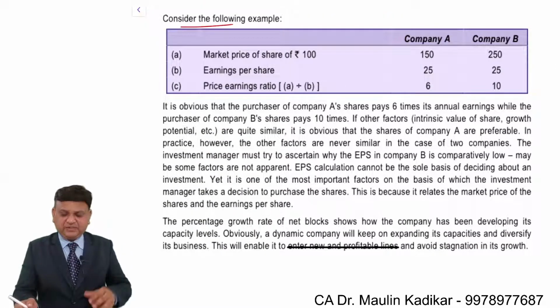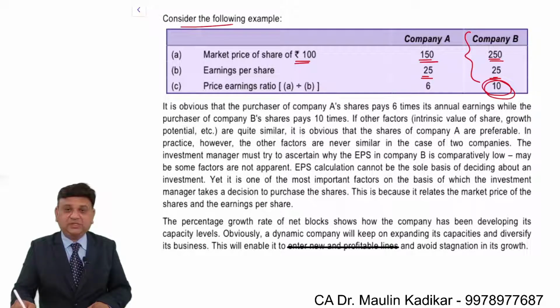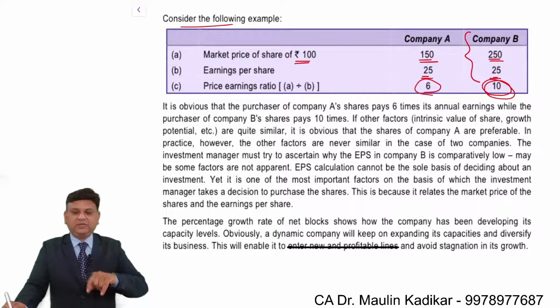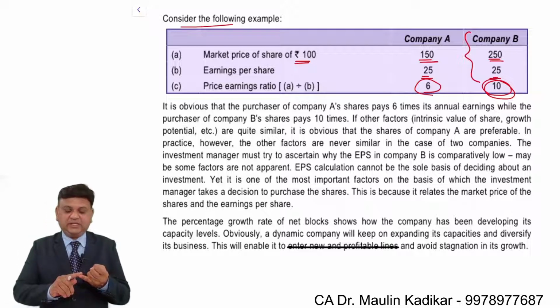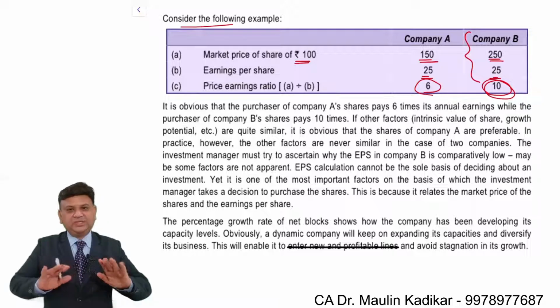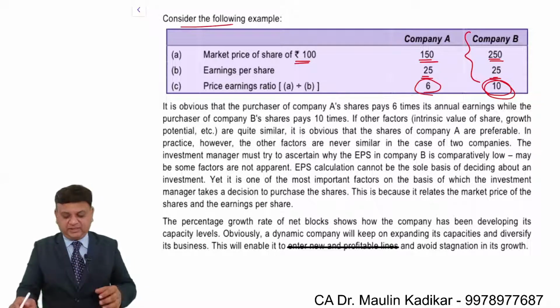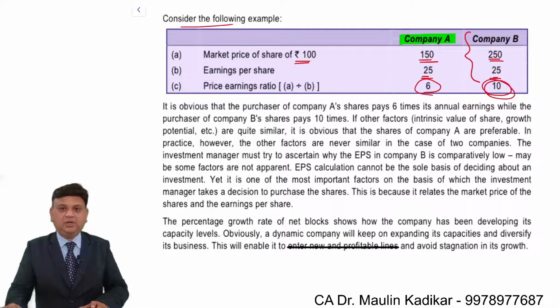Consider the following example. Simple example they have given. Face value is 100 and the market price is 150 and 250. Earning per share is the same, 25. So of course for company B the price earning ratio is 10 times and for A it is only 6 times. What they want to explain to us is, if everything is the same, risk for the investor is the same, both belong to the same industry, there are no changes, let us say everything else is the same, then from the investor point of view, it is better to buy company A stock.